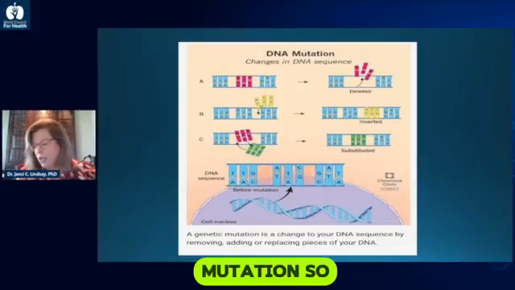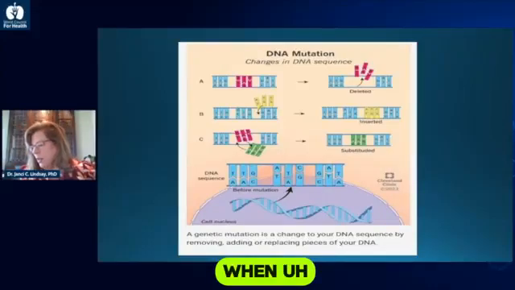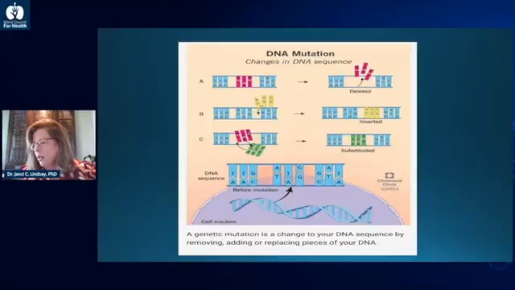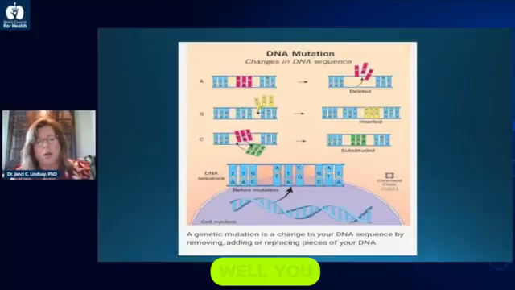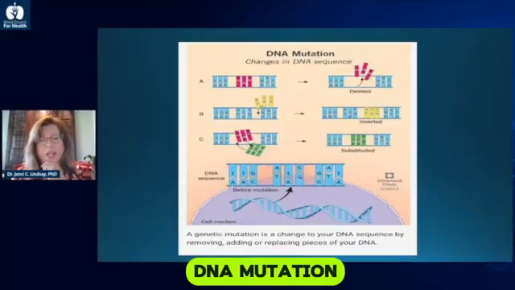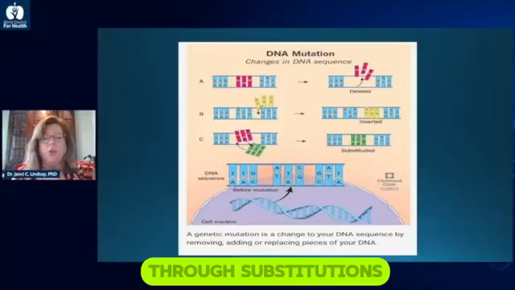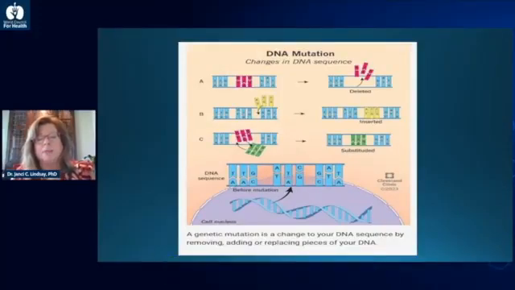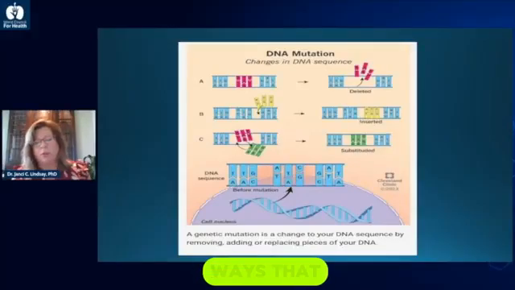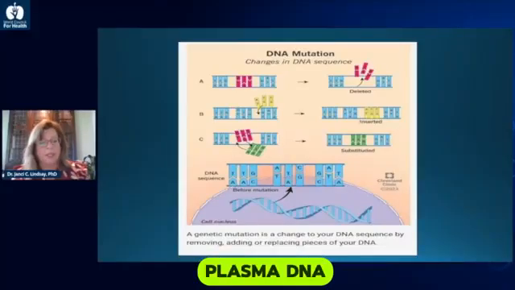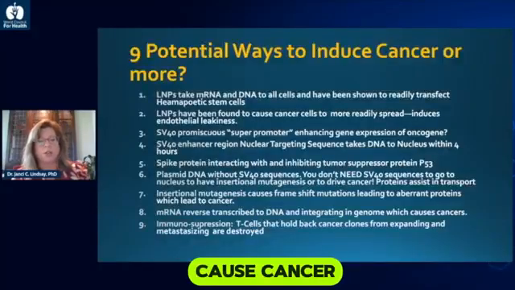DNA mutation. So what happens when the plasmid DNA from these plasmids, broken up or intact, gets into the nucleus of the cell? Well, you can get DNA mutation, and that can occur through substitutions, through deletions, and in this manner, I'm going to go through a number of ways that the plasmid DNA, and even without the plasmid DNA, that these shots could cause cancer.